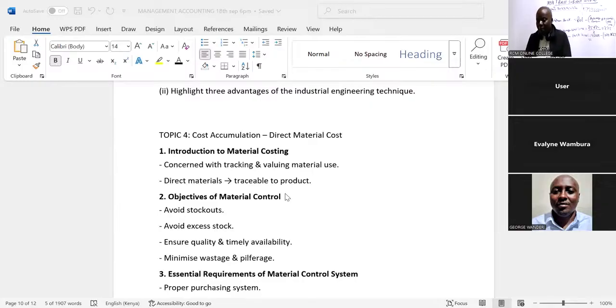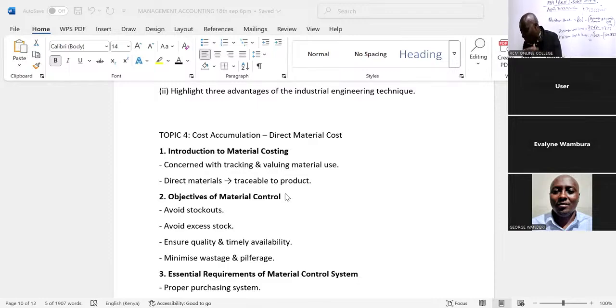So remember that direct materials are directly traceable to products. That's why we say that direct materials are also known as what? Variable expense, because they relate with the number of units that you produce every other time. The more the units you produce, the more the material cost.